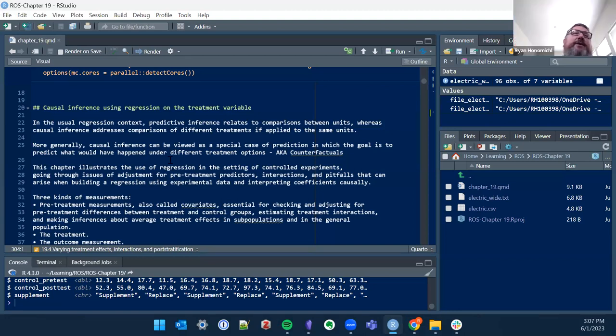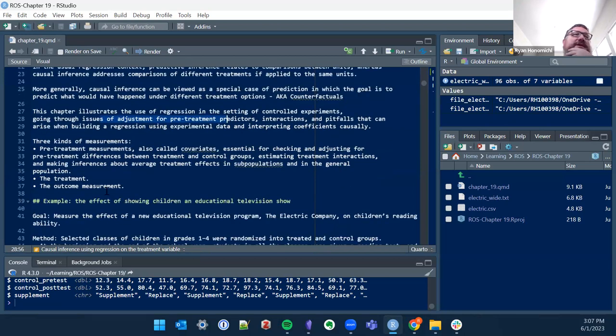Yeah. So what's new this week as opposed to last week is this idea of using regression to get more control for adjustment. So for things like adjusting for pre-treatment predictors or interactions, right? Or other things that we might want to control for so that we can have a clear interpretation. So there's three kinds of measurements. It's not really that surprising. So pre-treatment measurements, which are covariates.